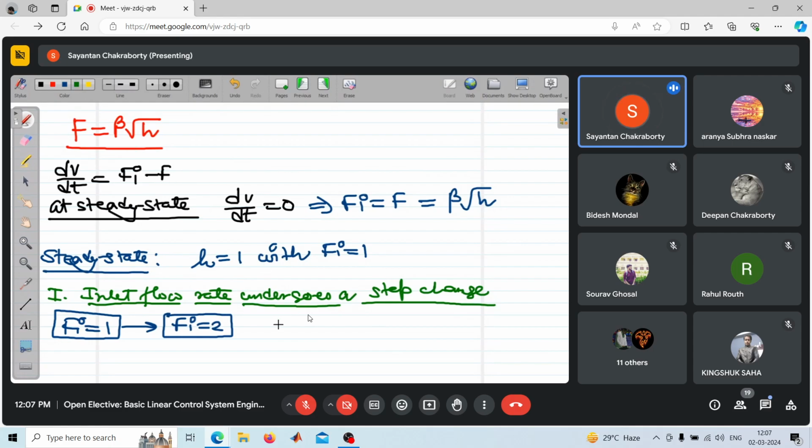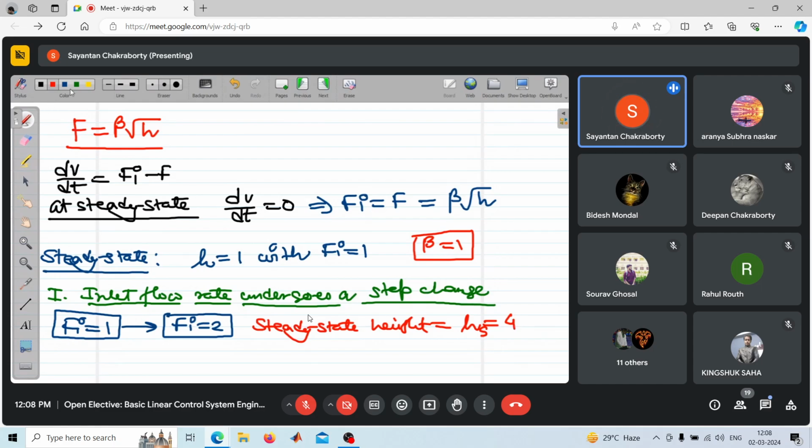Height, sorry. So, under this condition, you can say steady state height, and we also assume beta to be equal to 1. So, what will be the new steady state height? Hs will be equal to 4, right?